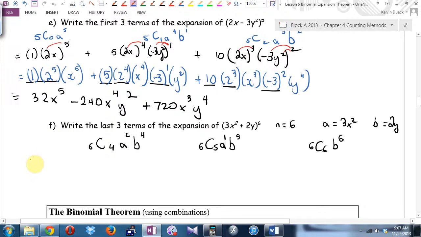Let's see if we can carefully plug and chug and substitute stuff in. What is 6 choose 4? 15? And then there's going to be a 3x squared to the what? To the 2nd? Yes, because it's a squared, but a is 3x squared. So it's going to be 3x squared all squared. And there's going to be something to the 4th, 2y to the 4th.